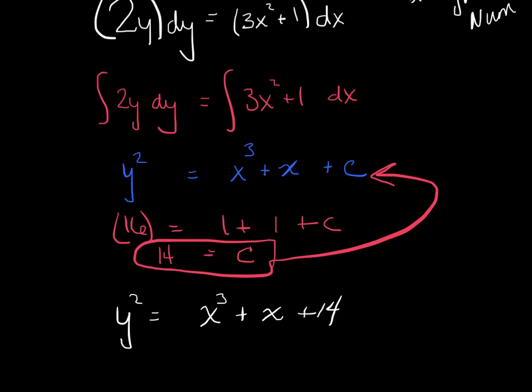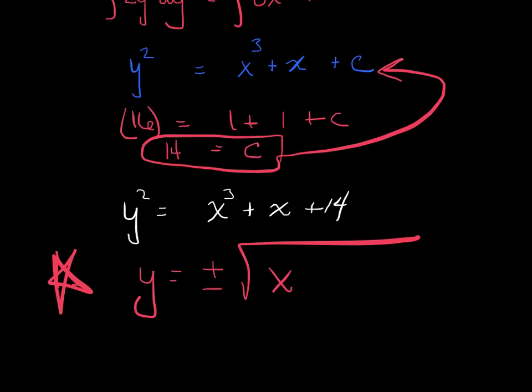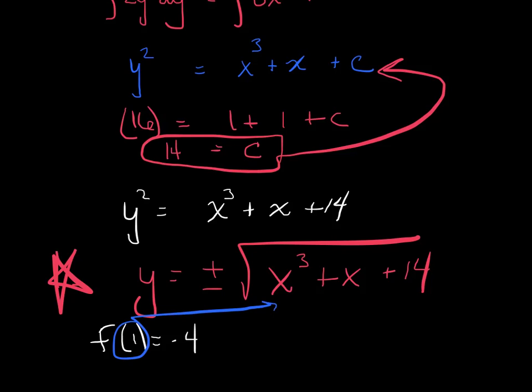And here's the most important step. When you take that square root, they're going to be looking for this. Okay, we need to show that y equals, when I square root, plus and minus the square root of x cubed plus x plus 14. And then at this point, you'll determine whether you want the positive or the negative radical. Now, it's very simple. You just look at that initial condition. Remember, it was f of 1 equals negative 4. That means when you plug the number 1 into this equation, I need to see a negative 4.